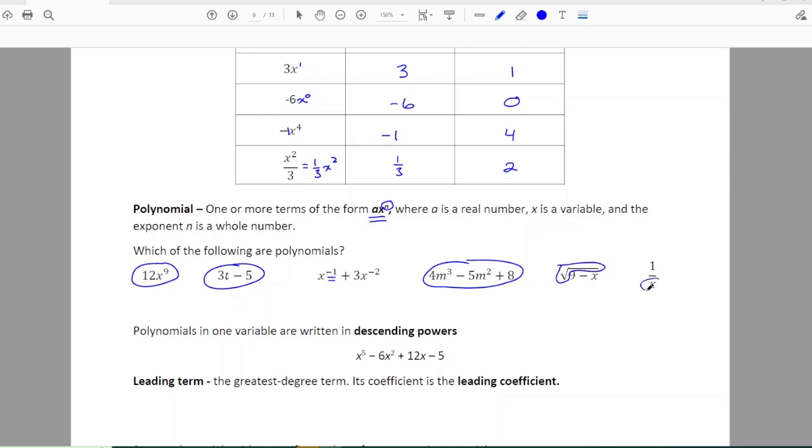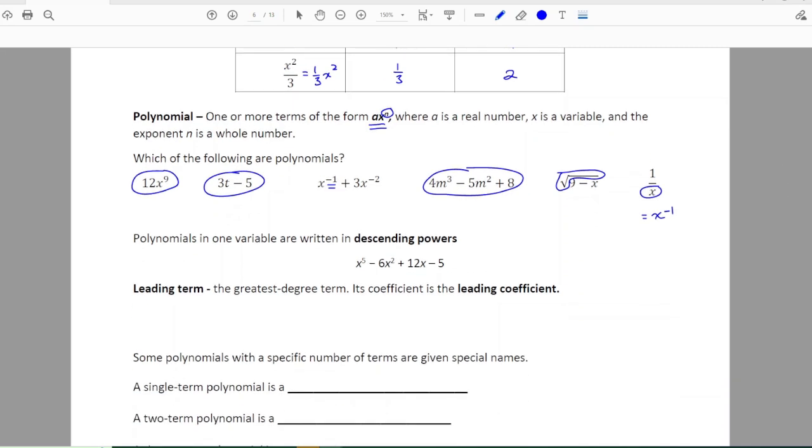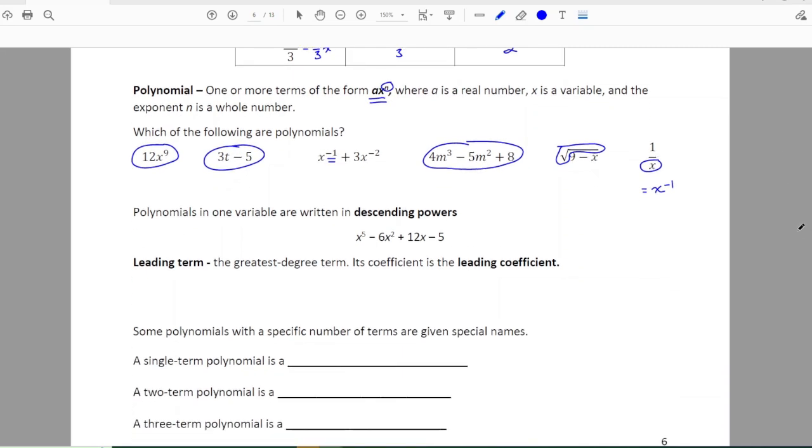And this one is not because the x is in a denominator, which you could write as x to the -1. Okay? When you have a polynomial expression, which is one or more terms, you write them in descending orders of power. Meaning this would be an exponent of 5, 2, 1, 0. In these polynomial expressions, the leading term is always the term with the highest degree.